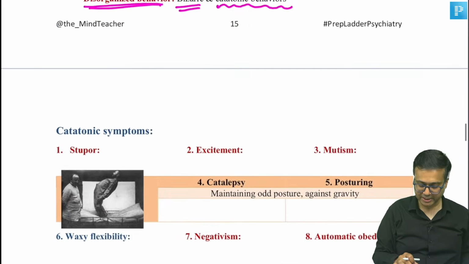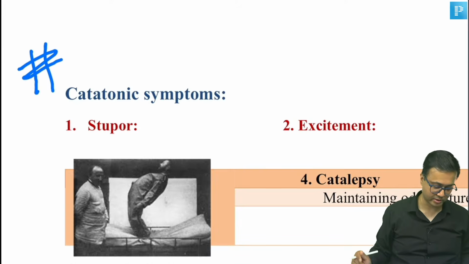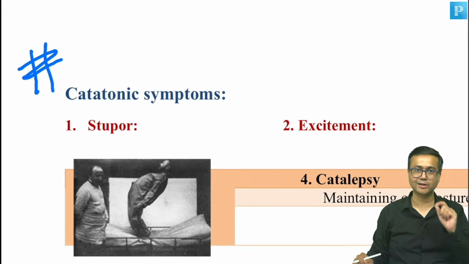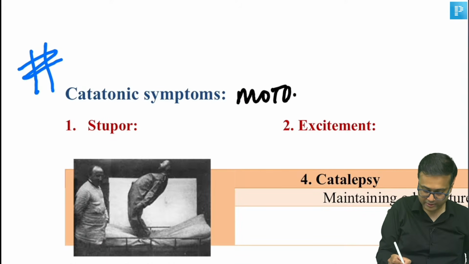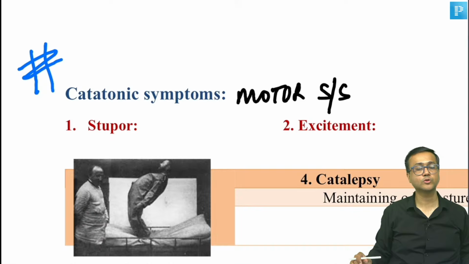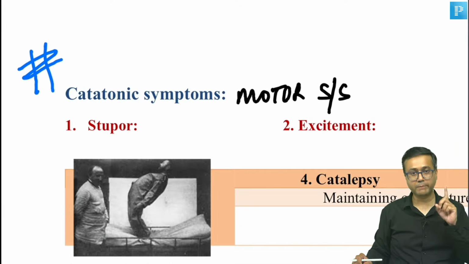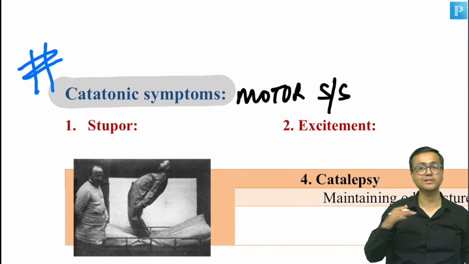Now let's discuss catatonic symptoms. This is a very important topic. Please highlight this in your notes. This is a very, very important topic which we are going to discuss now. Catatonic symptoms. These are motor signs and symptoms. Sometimes you will see that in schizophrenia, the patient may develop some of these motor signs and symptoms. But please remember, we are discussing catatonic symptoms here. It does not mean it is only seen in schizophrenia.